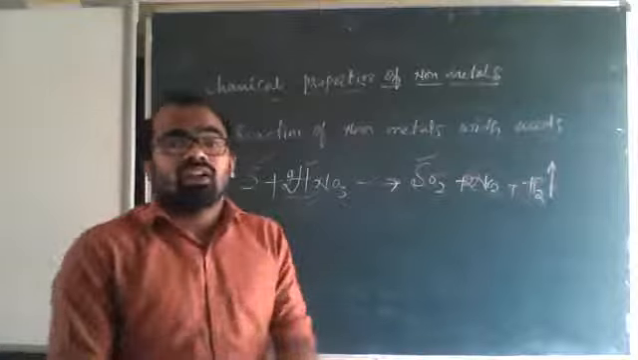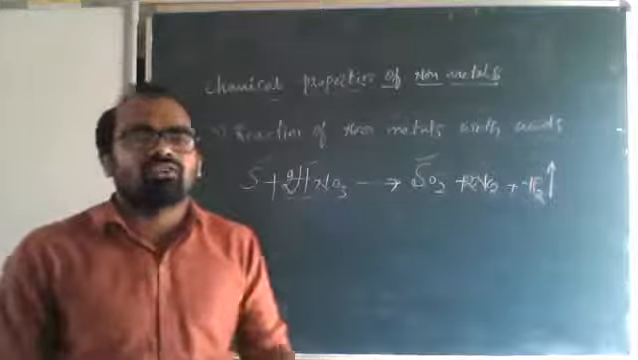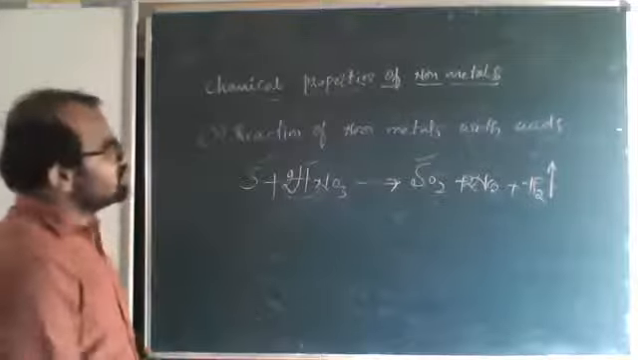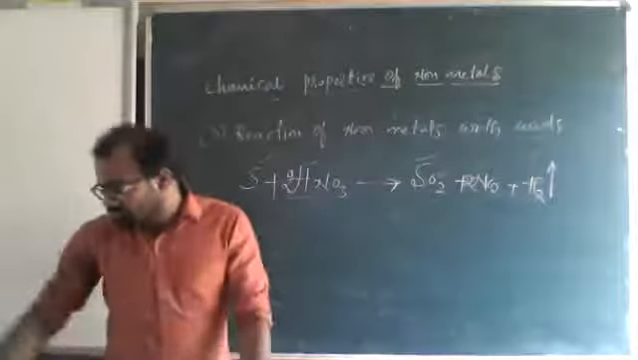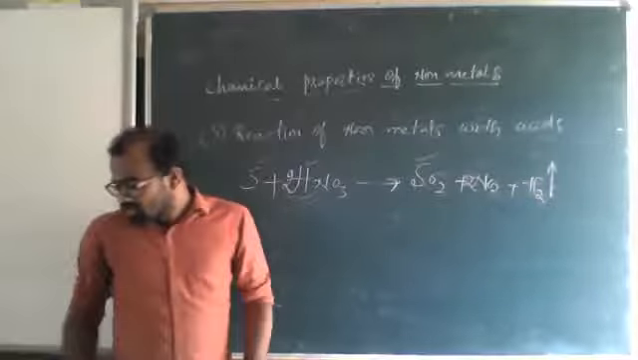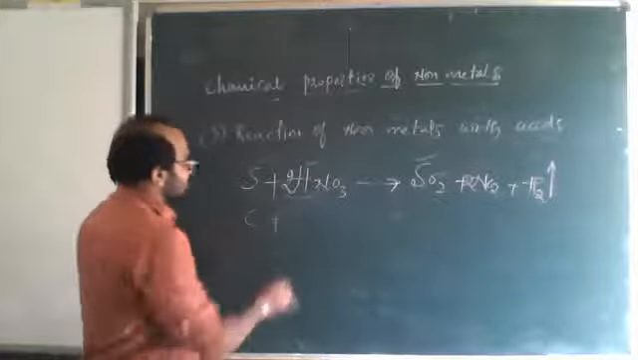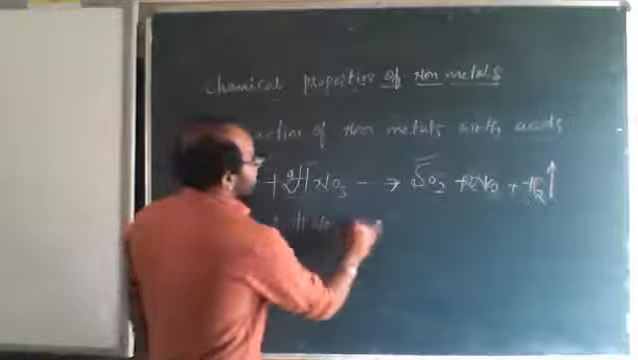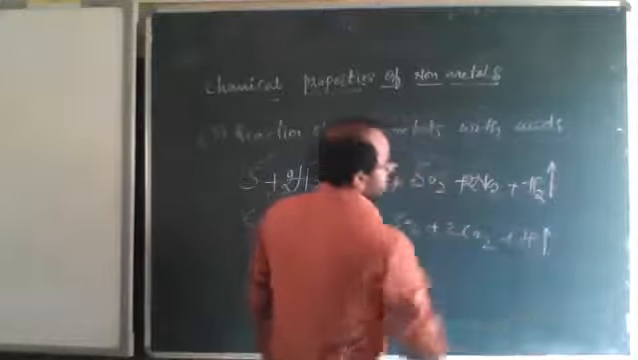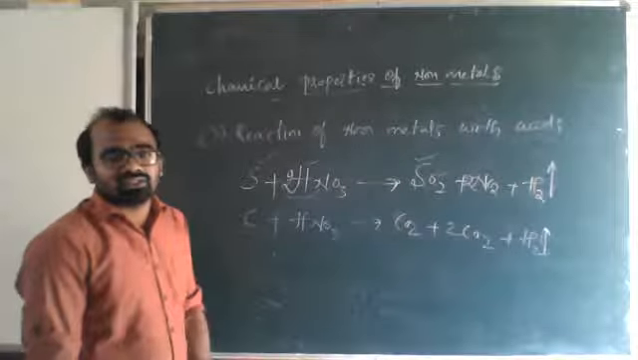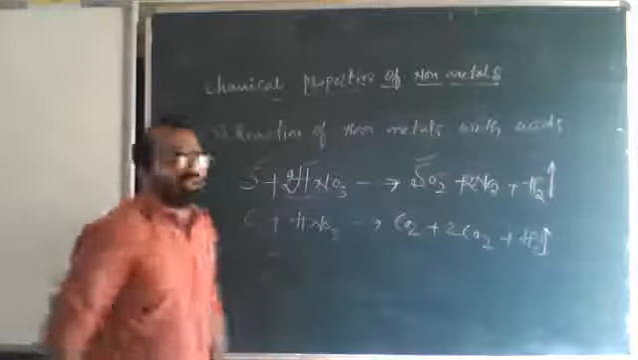So this is sulfur reacting with nitric acid. When sulfur reacts with nitric acid, it forms sulfur dioxide and nitrogen dioxide also. We will go to the next concept. Similarly, we can do it with carbon. Another reaction is with carbon. Nothing is changing, it gives CO2 plus NO2 plus H2O. Okay, so write this down.